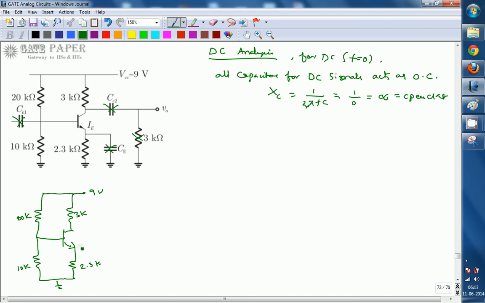Okay, this is the circuit. Now you have to draw the Thevenin's equivalent circuit at the base so that you can calculate IE, the required current. Look at this one. Thevenin's equivalent circuit at base is nothing but you can draw in this way: a VTH value and an RTH value, and that is going to be connected to the base of the transistor.